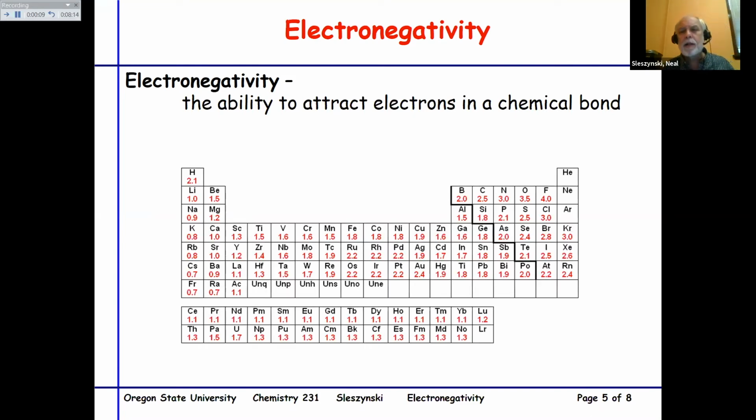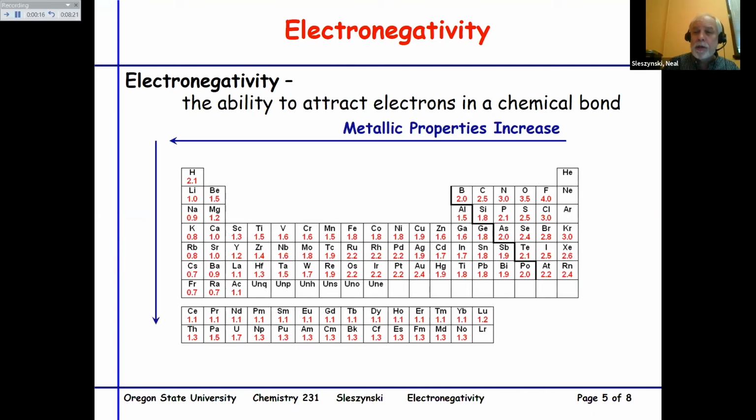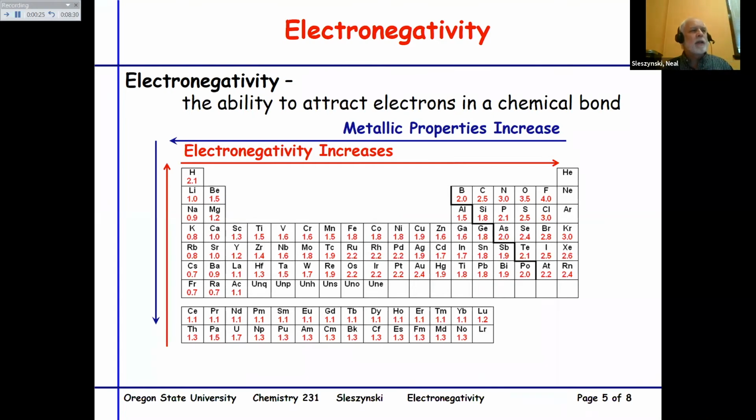and examine that concept in relation to the periodic table, what we see is metallic properties, the ability to give up electrons, increases as we go to the left and to the bottom of the periodic table. Electronegativity follows exactly the opposite pattern. Electronegativity increases as we go up and to the right in the periodic table. You'll notice that we don't extend that area into the noble gases, which are typically unreactive.